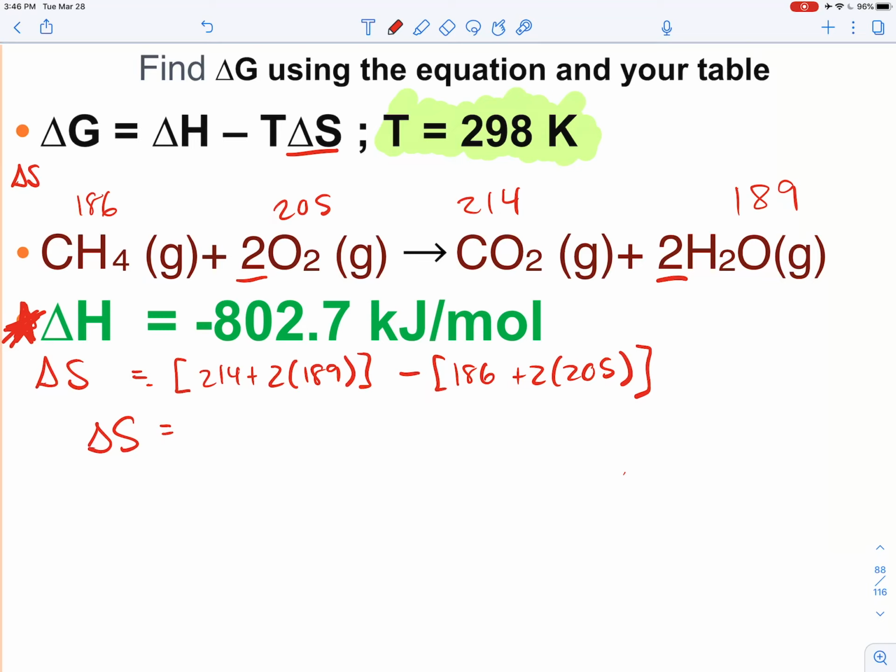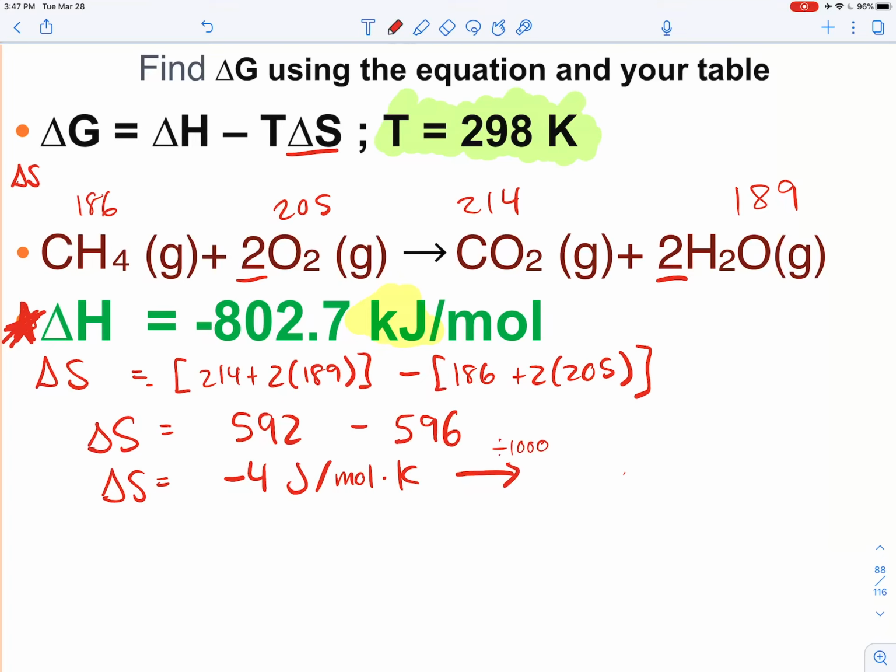I run this through my calculator and I get 592 minus 596. So my delta S ends up being -4 joules per mole Kelvin. But again, I don't want an answer in joules. I want to change that to kilojoules. I'm trying to match the units here. So I'm going to change this by dividing by 1,000 to get this answer, -0.004 kilojoules per mole Kelvin.